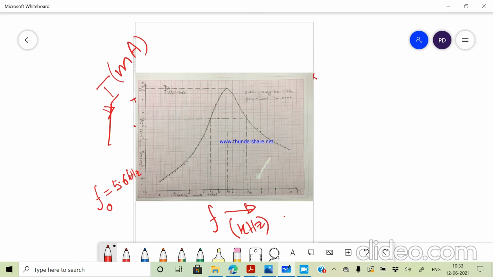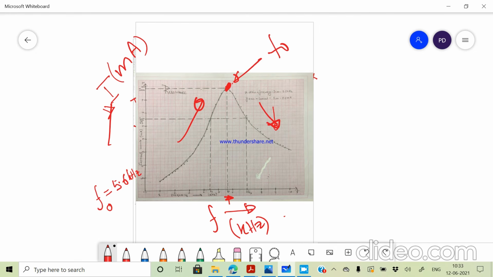So you can see the trend. For lower frequency, the current is low. As you increase the frequency, the current increases and reaches maximum at that point. That is your resonance frequency, exactly your F naught, and then the current will start decreasing. So the current increases and then decreases, and in between you get the maximum current. That point at which the current reaches maximum is called the resonance frequency.